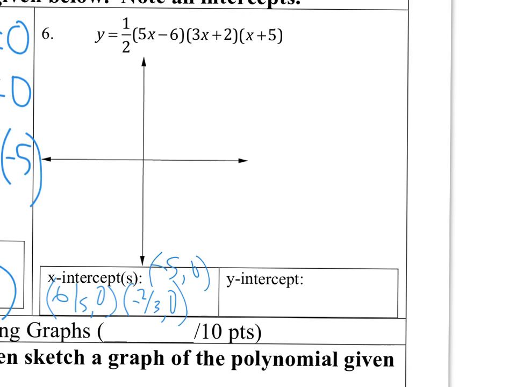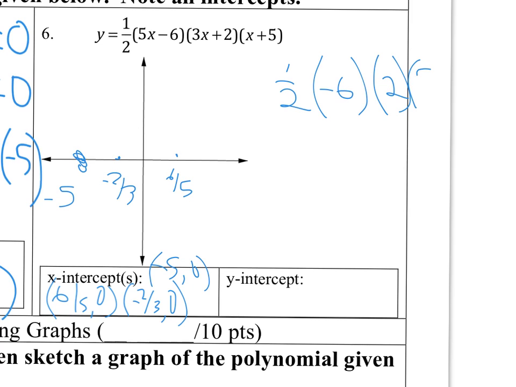So I'm just going to plot those right away. Negative 5, negative 2/3, and positive 6/5. For the y-intercept, I plug in 0 for x, so I'll show you that. 5 times 0 goes away, 3 times 0 goes away, and that's going to be negative 30. So somewhere down here, negative 30.